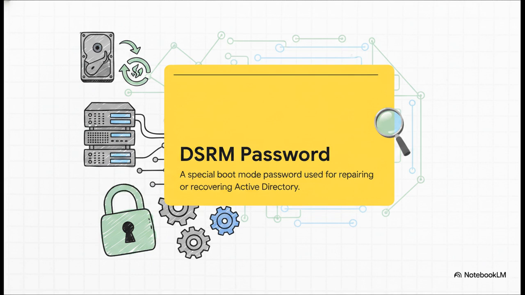If your environment suffers a catastrophic failure and you ever need to restore Active Directory objects from a backup, you will boot the affected domain controller into DSRM. And to authenticate, you have to use this exact dedicated password. It is a fundamental element of your disaster recovery posture.